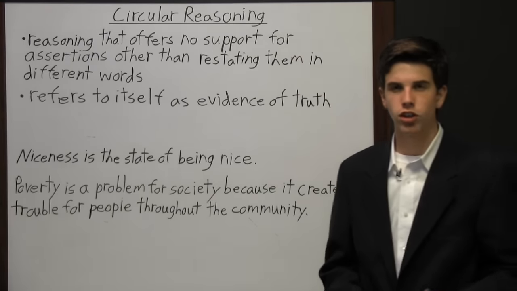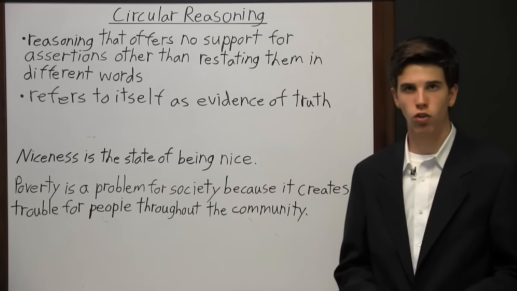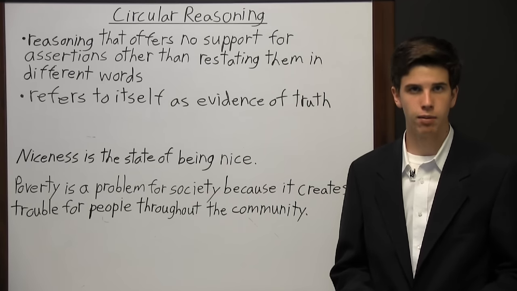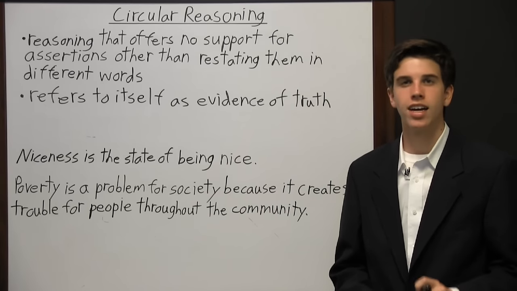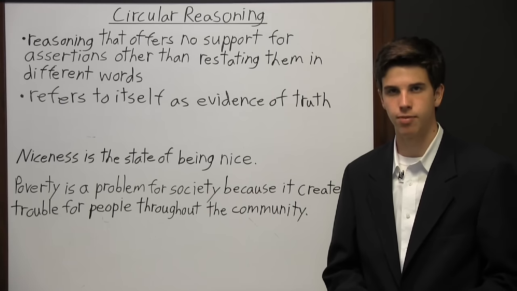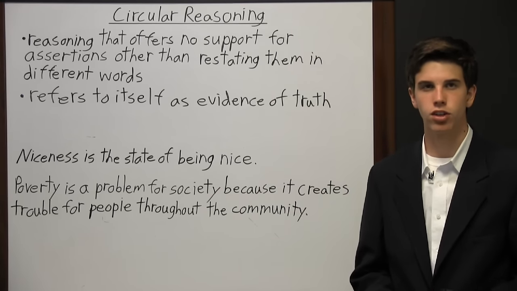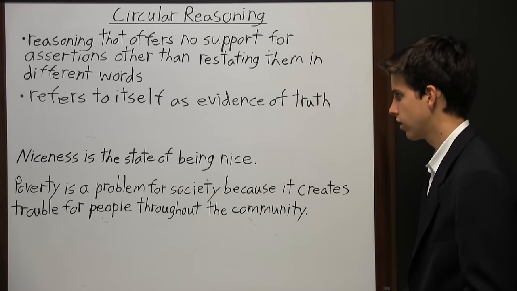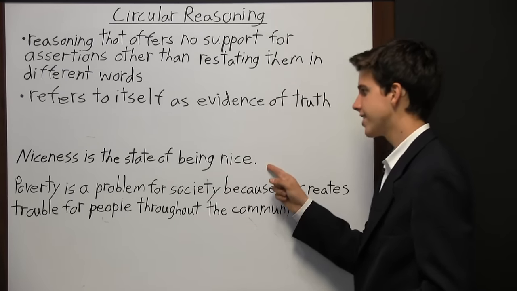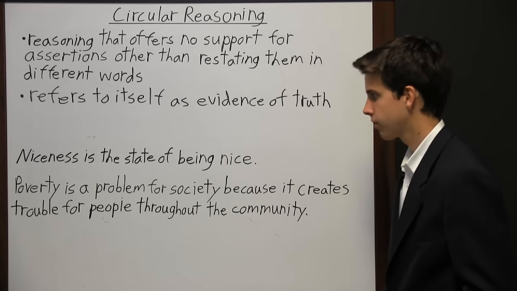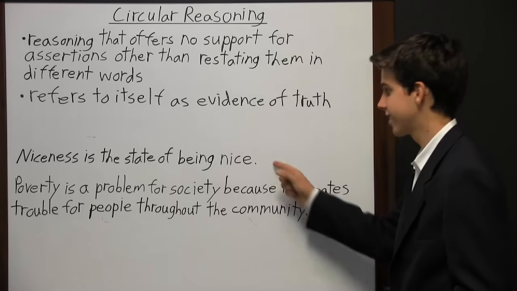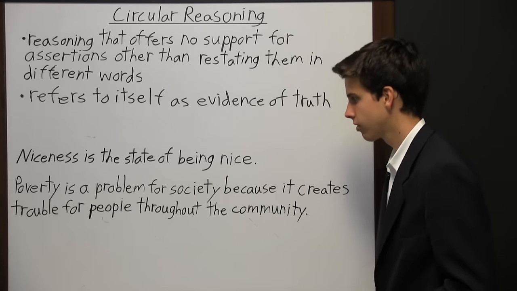Now, circular reasoning is one of the more difficult logical fallacies to identify because it is typically hidden behind dense language and complicated sentences. Now, a simple example of circular argument is when a person uses a word to define itself. Like right here where it says niceness is the state of being nice. So if you as the reader do not know what the word nice means, then this sentence won't be of very much help to you.